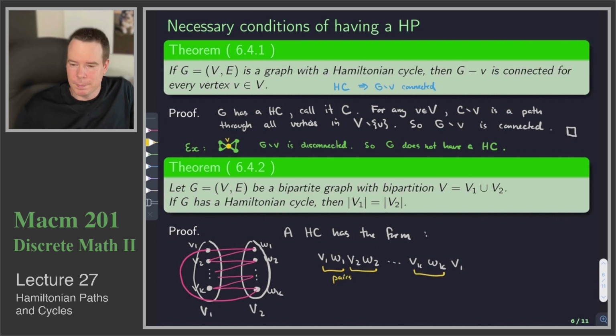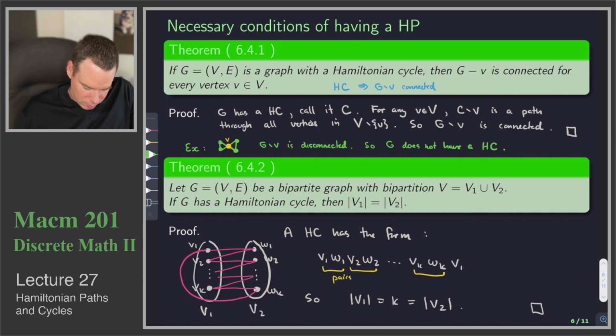And so on. Because they occur in pairs, and every vertex appears here, with V1 appearing twice because it's a cycle so I had to come back and close in on it. But every vertex has to appear, and they had to occur in pairs. And so that means the size of V1 is equal to the size of V2. They both are equal to K in this case. And so there we go.